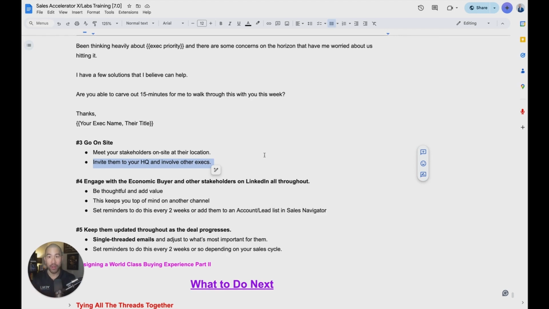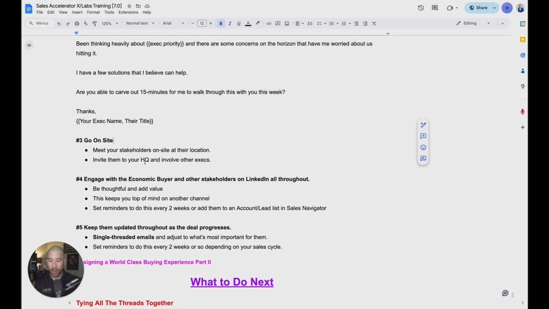What happens is when they leave that, what do you think they're talking about? They're talking about how awesome the experience was. And of course, then you can have single-threaded emails to each person, and you can have separate calls with the different stakeholders after to really continue to move the deal forward. This is why, again, sales is not a linear process. This is an orchestration of events to make it a world-class experience. Okay, so that's going on site.